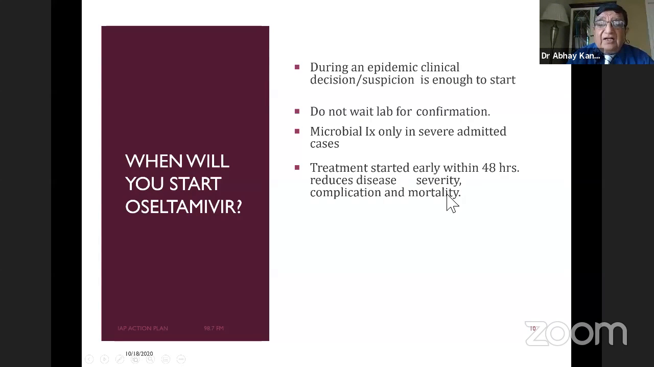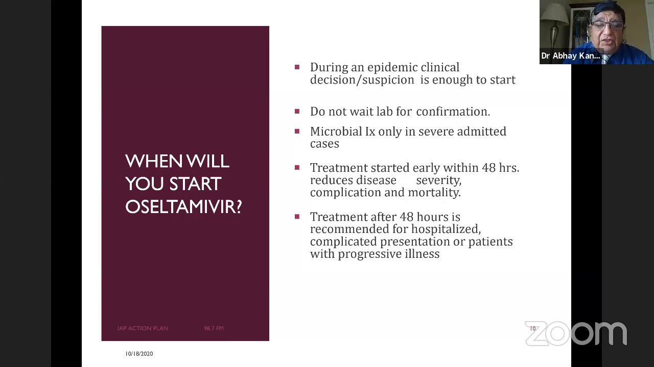So treatment started early in the course, that is within 48 hours, will help to reduce the disease severity, complications, as well as mortality. If you start oseltamivir late, there is no use of it. The treatment after 48 hours is recommended only for the hospitalized, complicated, and serious cases who have a progressive illness. So friends, the common answer is to straightaway start the oseltamivir once you suspect it, especially when there is a clinical suspicion or an epidemic situation.